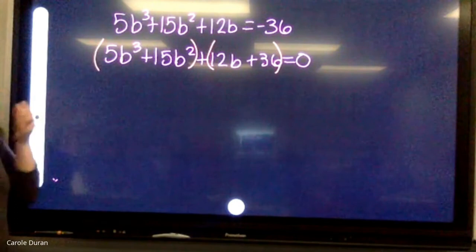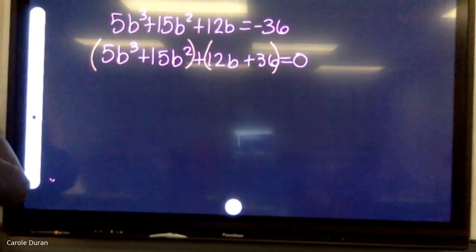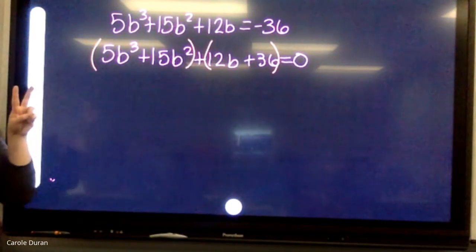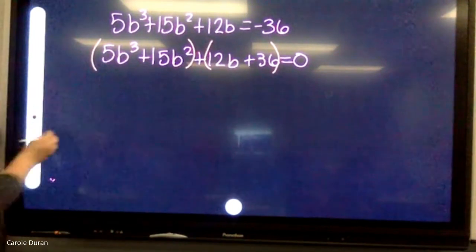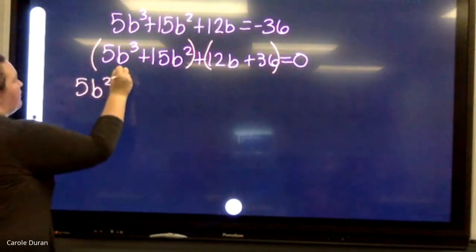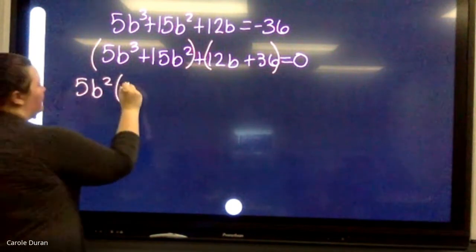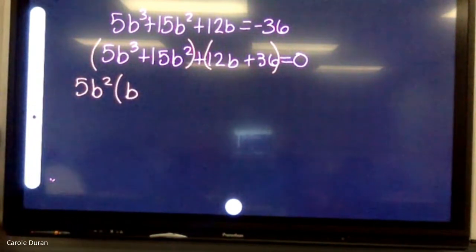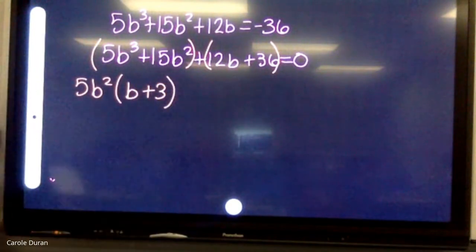So as I'm looking at these first 2, Christina, what can I take out of them both? A 5 and what else? I don't have an x, right? Can I take out just 1b or can I take out 2? 2, because this lowest one is a b squared and this is a b cubed, which means I can definitely take 2 out. So I'm taking a 5b squared out of both of these terms. 5 divided by 5 is 1. b cubed divided by b squared is b. 15 divided by 5 is 3. b squared divided by b squared is 1.